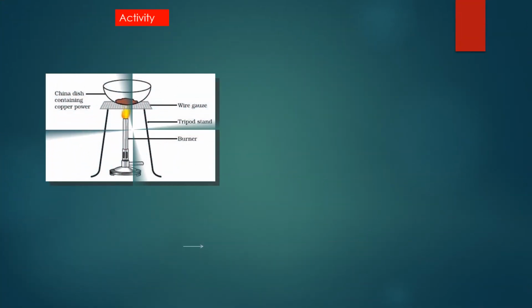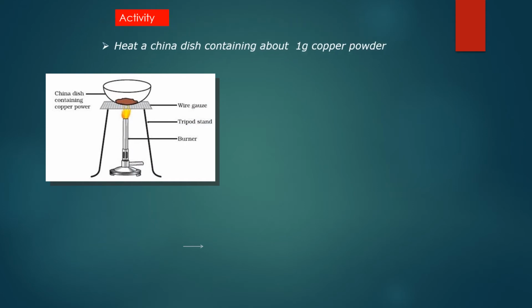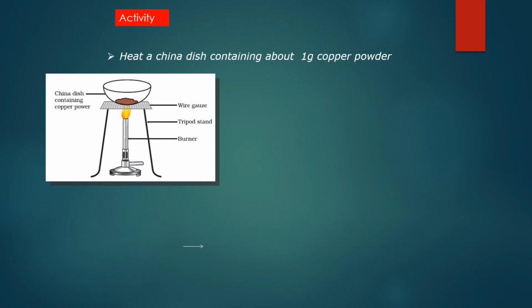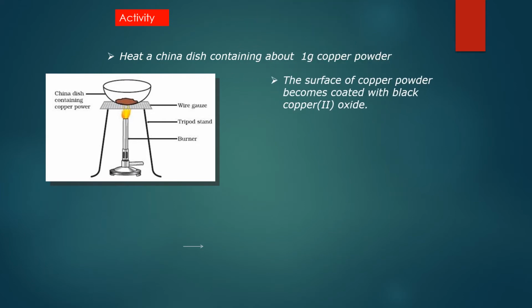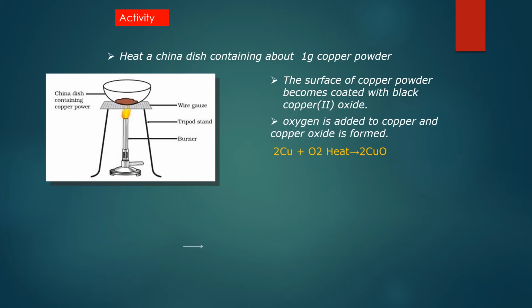We will look at the same equations activity. We have to take 1 gram of copper powder in a china dish and heat it. When it gets heated, the surface of copper powder becomes coated with black color copper 2 oxide. This is the equation taking place. 2Cu plus O2 gives rise to 2CuO. Oxygen is added to copper and copper oxide is formed. This is oxidation taking place.